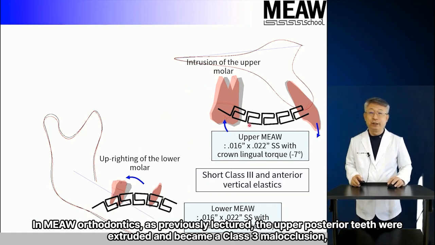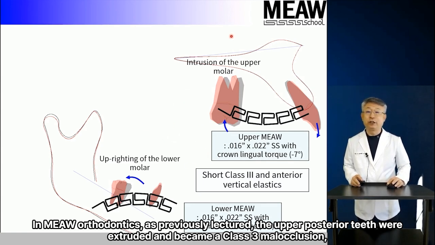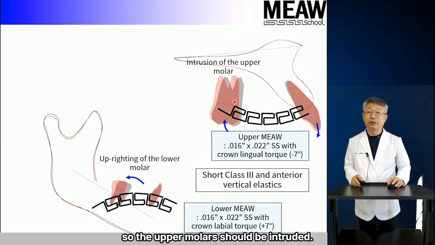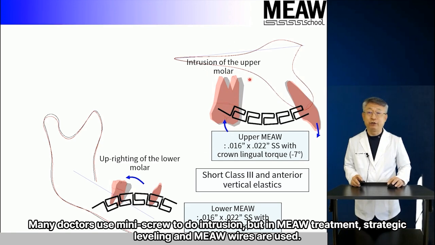In Meo orthodontics, as previously lectured, the upper posterior teeth were extruded and became a class 3 malocclusion. So the upper molars should be intruded. Many doctors use mini screws to do intrusion, but in Meo treatment, strategic leveling and Meo wires are used.